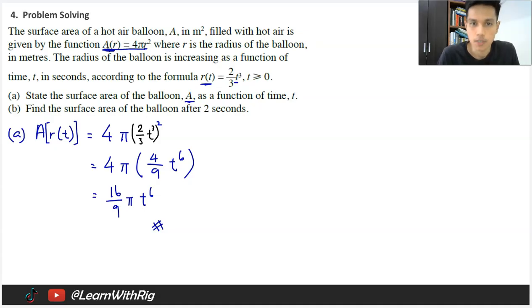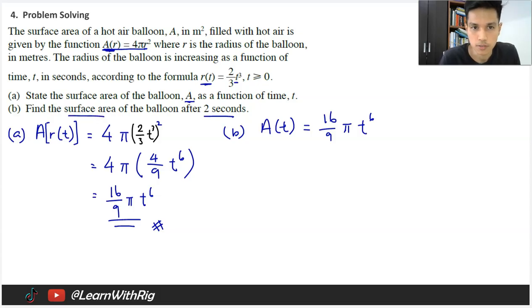Next, find the surface area of the balloon after 2 seconds. So they gave you the time, right? So this equation that you have here is actually A(t), right? Because it's in terms of time. So this is 16 over 9 pi t to the 6. Now they give you the value of time and want you to find the surface area. So what's the object now? 2, right? Because it's 2 seconds. So it's 16 over 9 pi times 2 to the power 6. So you can use your calculator.